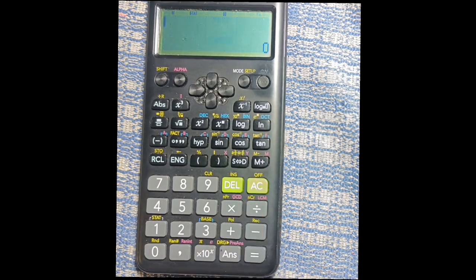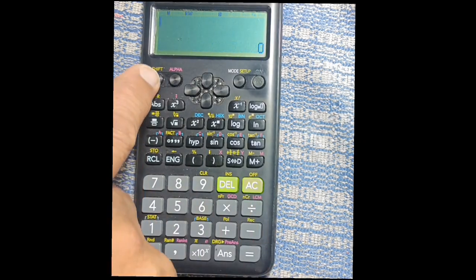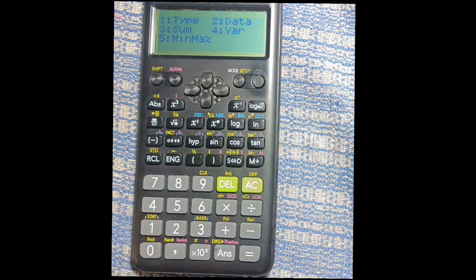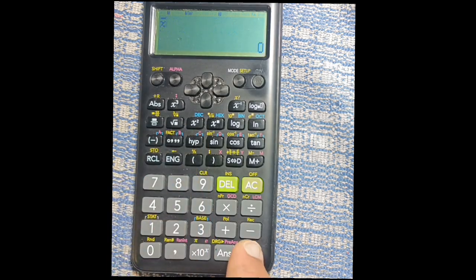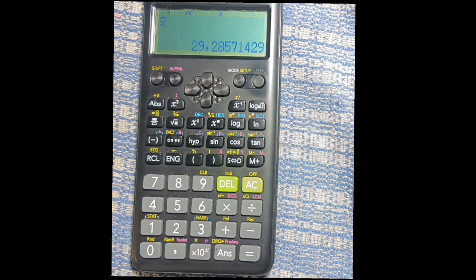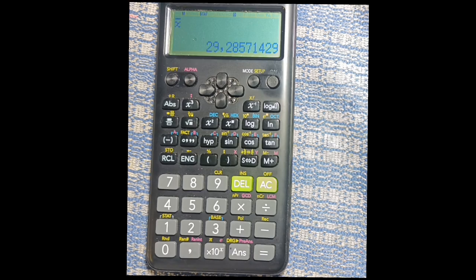Now press AC, press shift 1 stat, press 4. We're looking for X bar, press 2, press equal. There we go, 29,29. I'm going to round off to 2 decimal places, 29,29. This is my final answer.